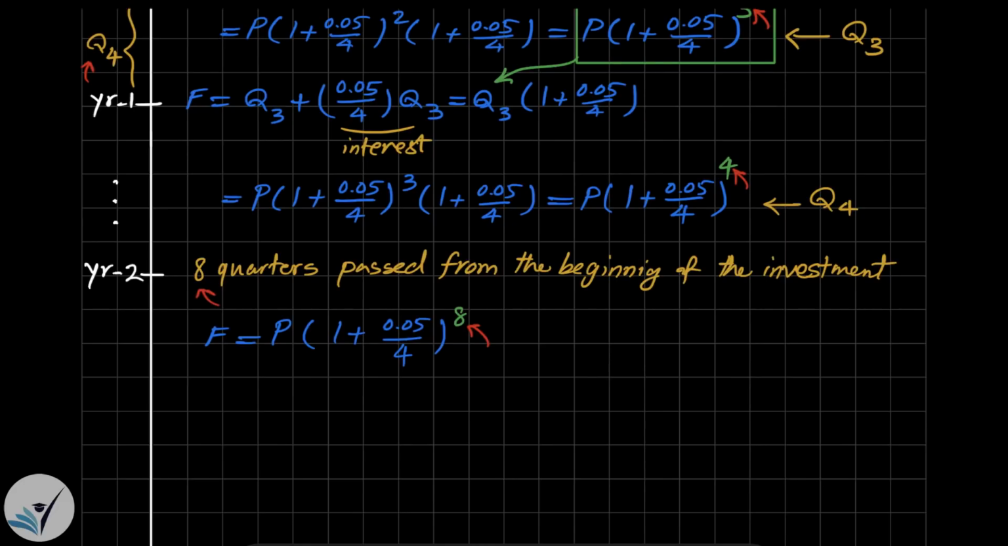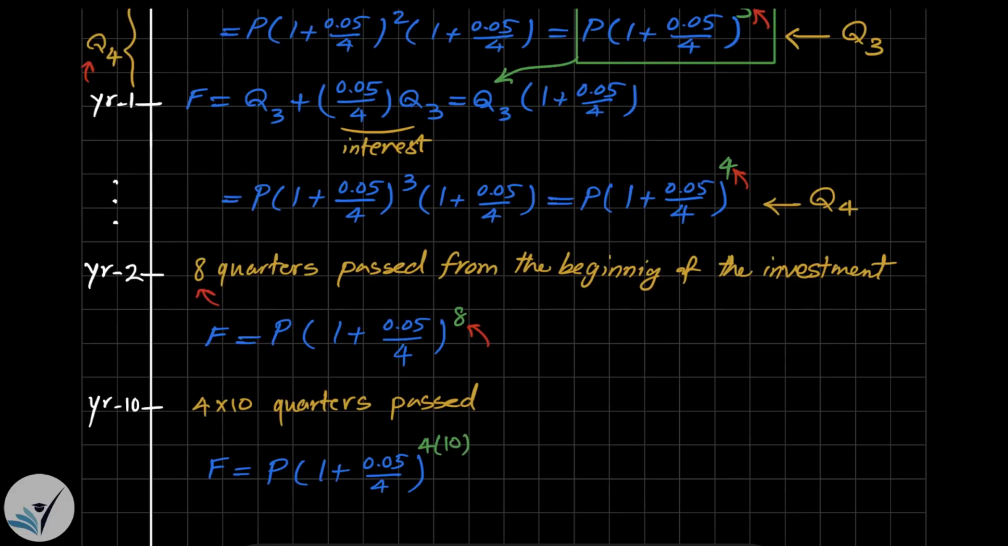I can follow the same pattern and do the calculation, for example, at the end of year 10. After 10 years, 4 times 10 quarters passed. So the balance of the account after 40 quarters is P times 1 plus 0.05 divided by 4 to the 4 times 10. And if we replace P with the $100 that we invested in the account, we would get 1 plus 0.05 divided by 4 to the 4 times 10.